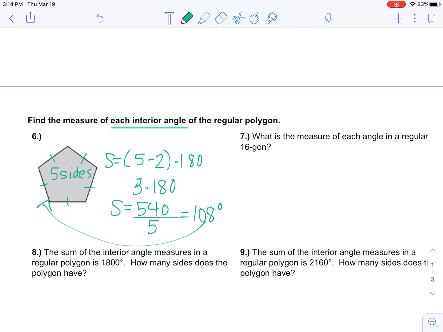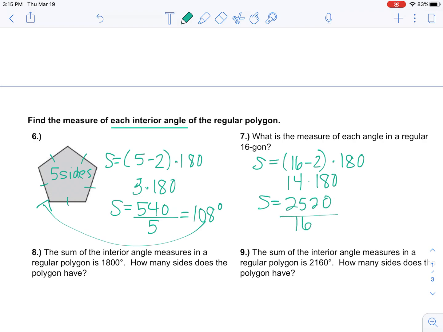What is the measure of each angle in a regular 16-gon? So we're not going to draw a 16-gon, but we're going to do kind of the same process we did in number 6. We're going to use the sum total to find the interior angle measure total. So that gives us 14 times 180. And 14 times 180 is a sum of 2,520.